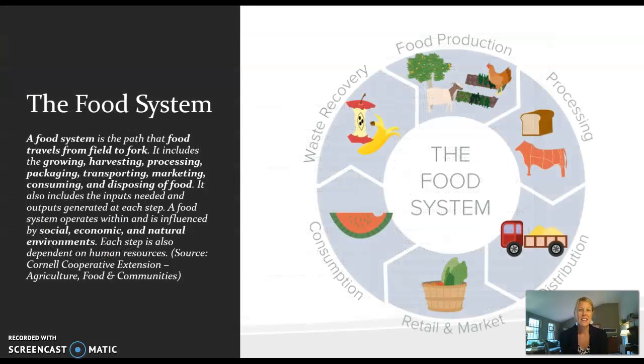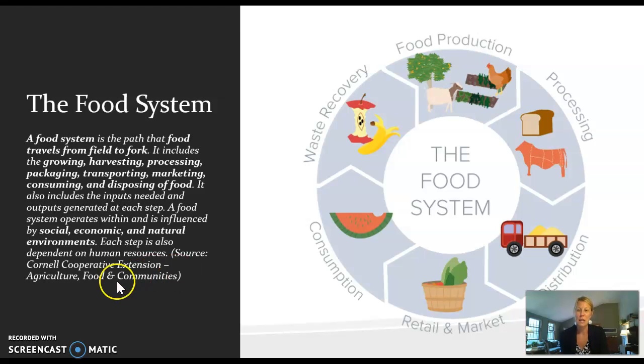Now, the next thing I wanted to highlight is a definition of the food system. I brought one here. This is from the Cornell Cooperative Extension, and it's really a very simple starting point when it comes to defining the food system. So a food system is the path that food travels from field to fork. It includes the growing, harvesting, processing, packaging, transporting, marketing, consuming, and disposing of food.